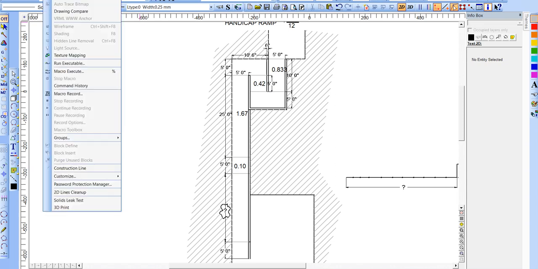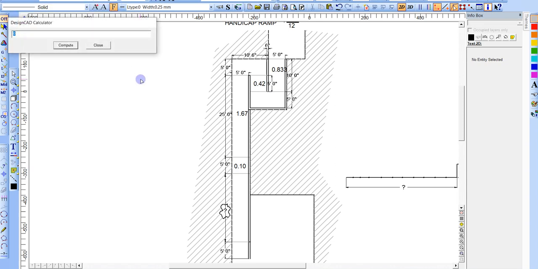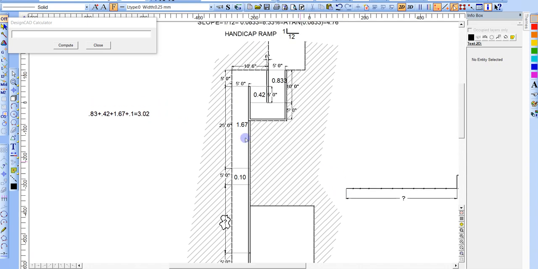Tools, calculator, 0.83 plus 0.42 plus 1.67, and then plus 0.1. That'll all add up to 3.02. All right, so now we're going to know the full height there is 4 feet.